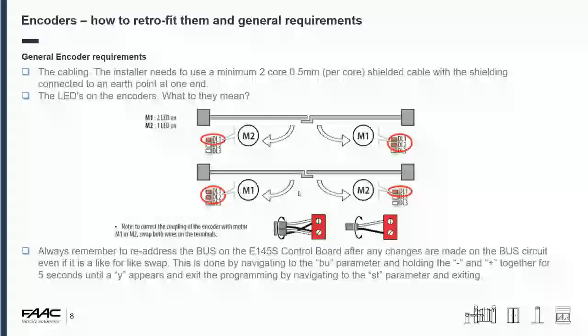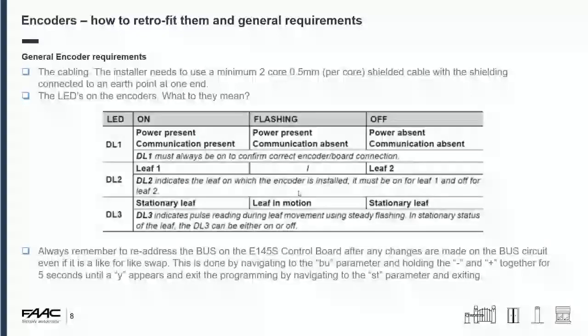What do they actually mean, and why is it that motor 1 has 2 and motor 2 has 1? Essentially, the first one, DL1, is power. When it's on, it basically means you've got power and it can see something else that it's talking to. If it flashes, it means it's got power, but it can't talk to something. Usually that happens when you use a low quality cable or you're getting induction.